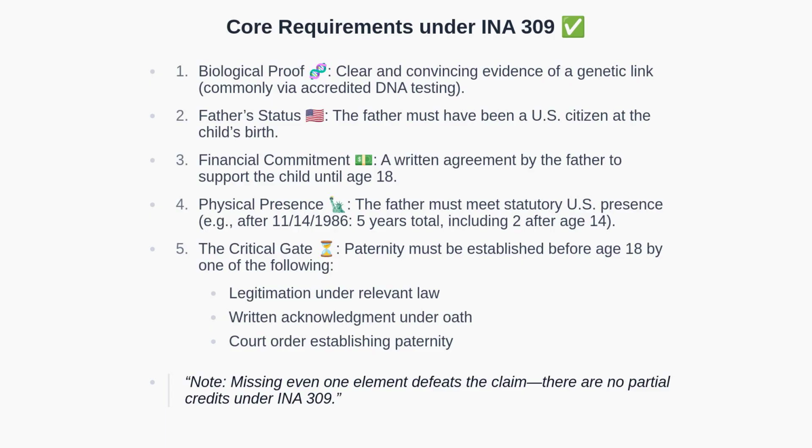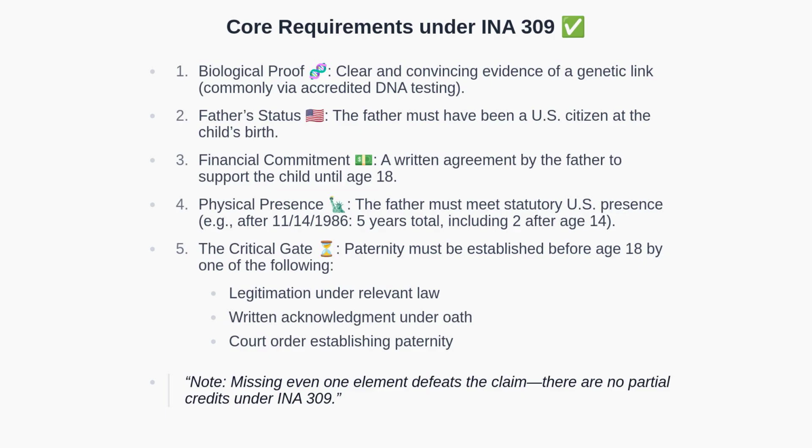Let's break down INA 309's core requirements. First, there must be biological proof that the child is genetically related to the U.S. citizen father. This typically involves clear and convincing evidence, most commonly an accredited DNA test result. Second, the father must have been a U.S. citizen when the child was born. Third, the father must agree in writing to provide financial support until the child reaches age 18.